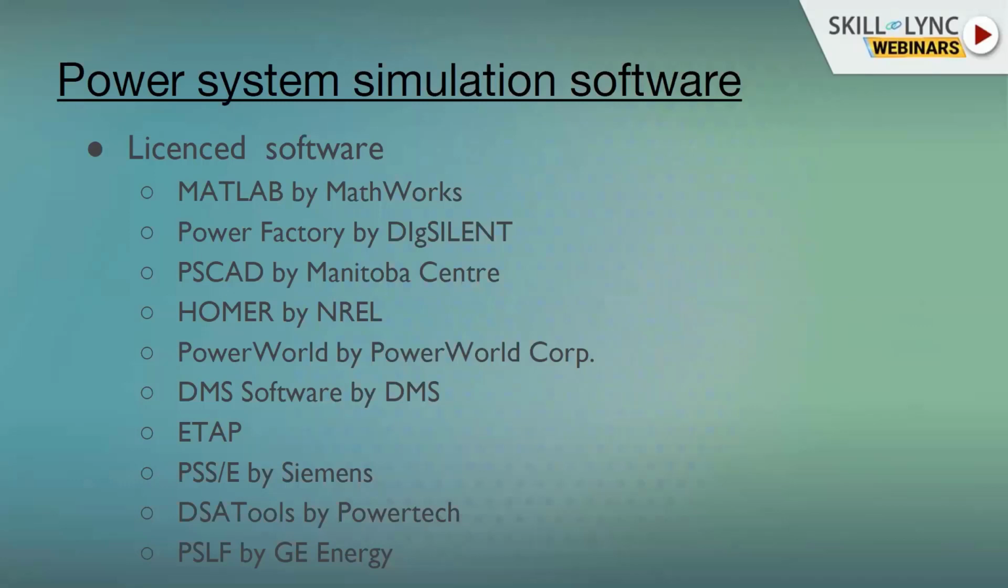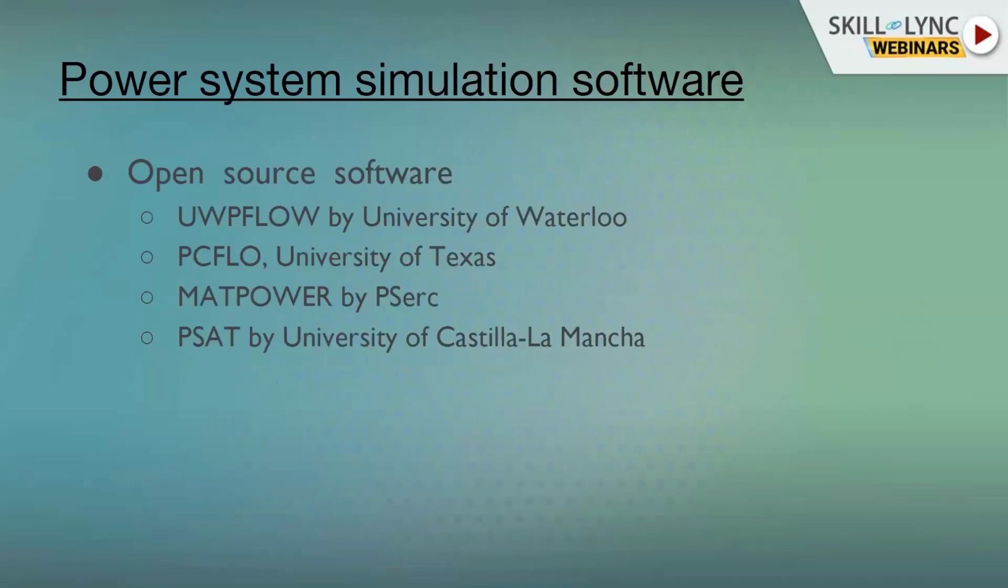There are a few open source software also available, mostly developed by educational institutes, like UWPFlow by University of Waterloo in Canada, and then from University of Texas, from University of Castilla-La Mancha, and then there is a software MATPOWER. These are the open source software. You can easily get them on the internet and use them in your own way. Definitely they have their own restrictions, like whether you can use them for a commercial purpose or only for academic or research purpose.